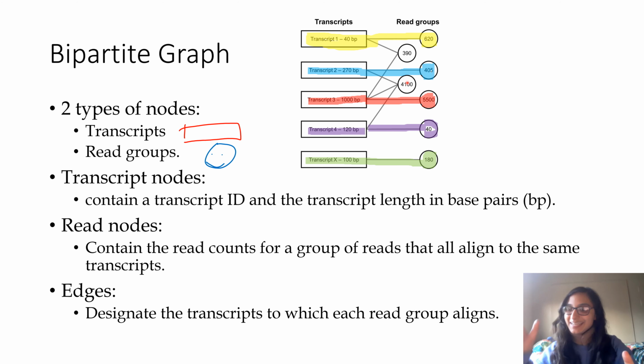So this is showing you how you can use a graphical representation to explain what is being shared between the transcripts and the read groups, based on what they align to, based on the sequence information as well. And we're going to try to figure out relative abundances of these transcripts based on this information.